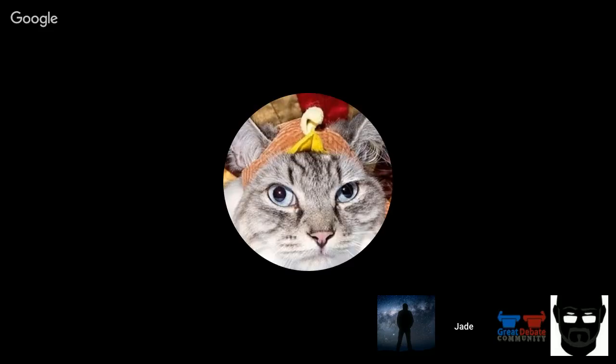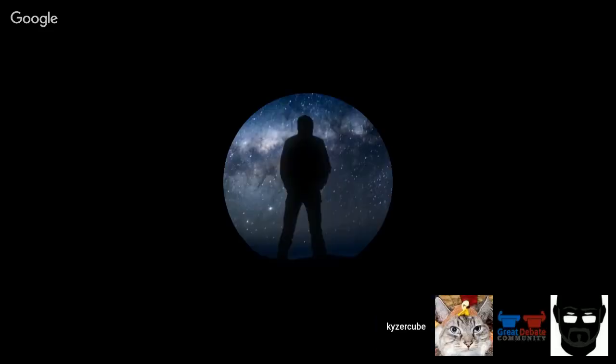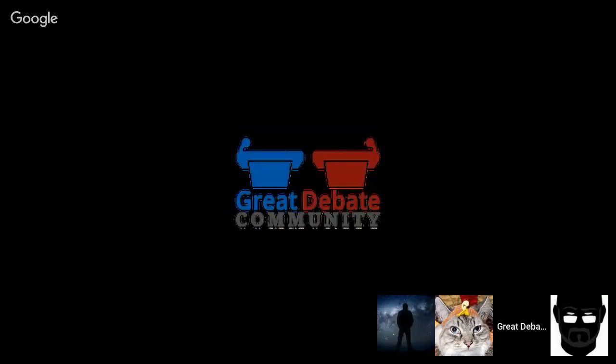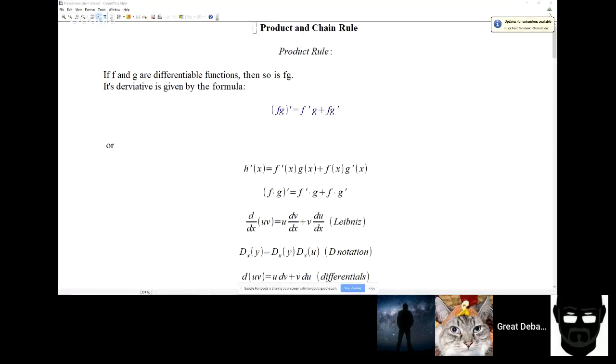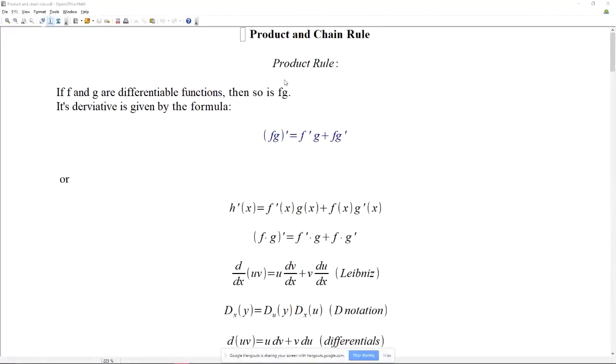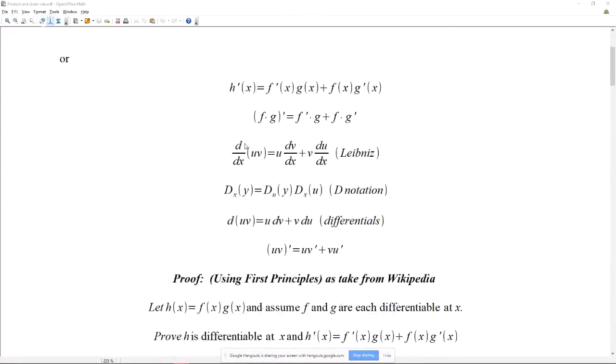Let's see. I'm not seeing the screen share. Oh, I guess I got a screen share. Okay, you guys prepared for this? Okay, this is higher level calc here, but we're going to jump right into it. So this is the product rule, and I'm not going to do it right now, but this is all the different notations. I'm going to show you all the different ways of doing it.